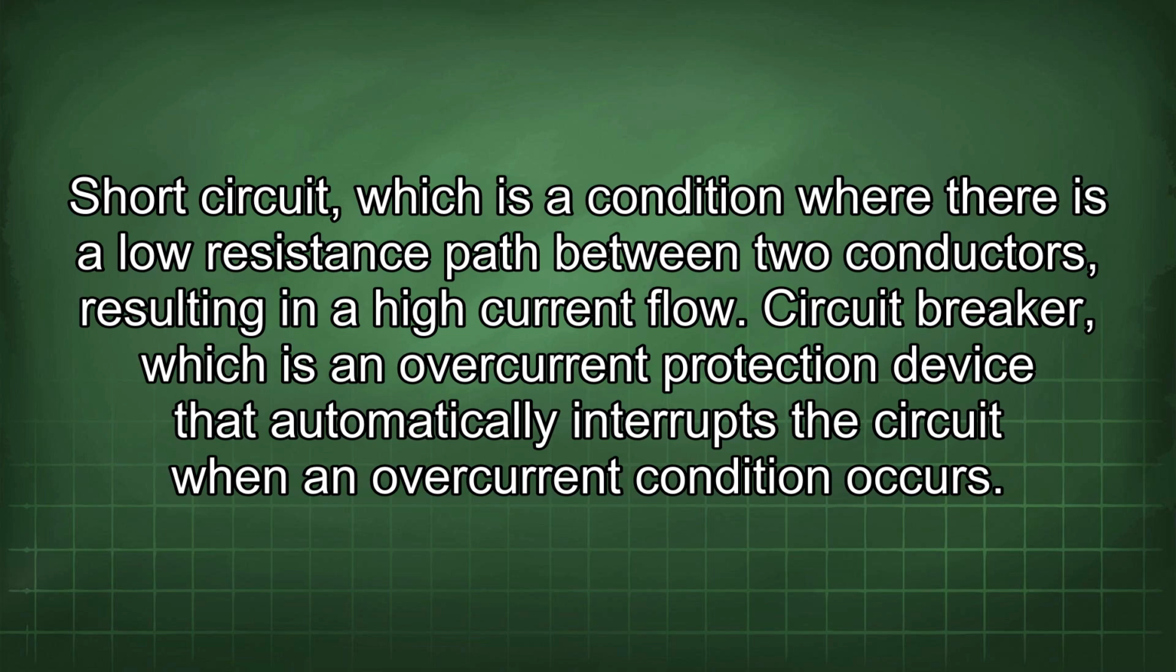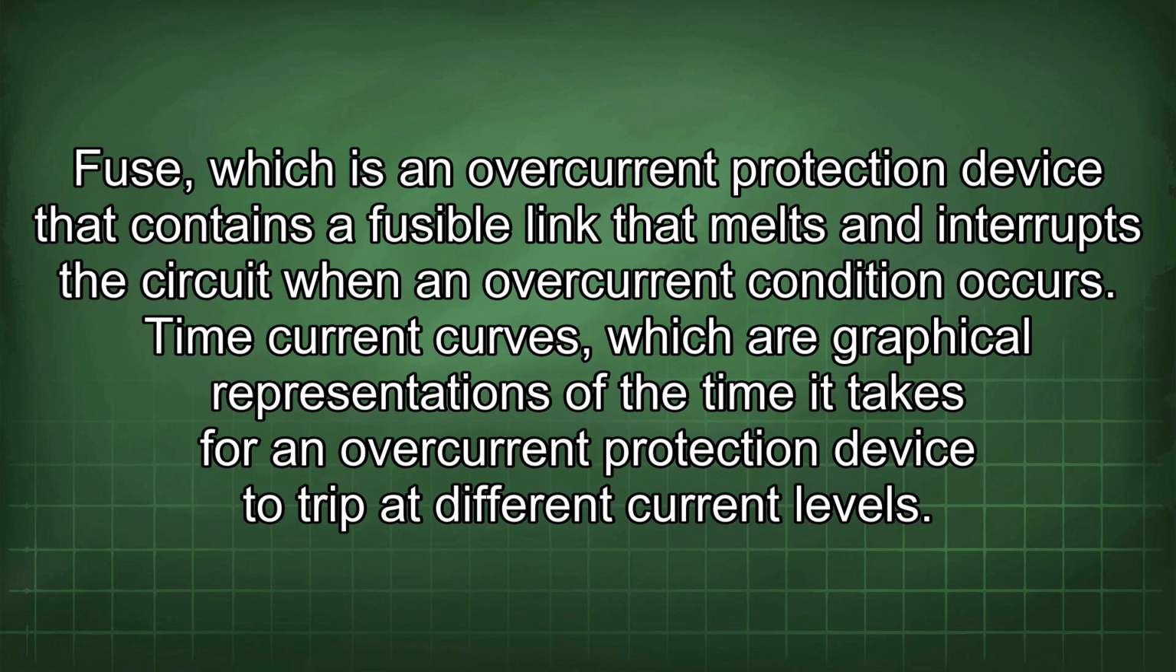Circuit breaker, which is an overcurrent protection device that automatically interrupts the circuit when an overcurrent condition occurs. Fuse, which is an overcurrent protection device that contains a fusible link that melts and interrupts the circuit when an overcurrent condition occurs.